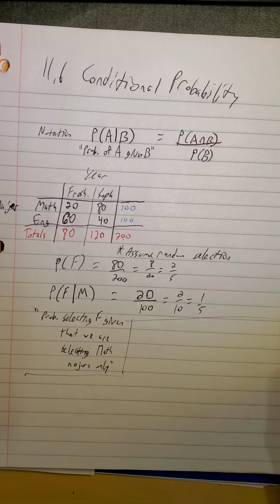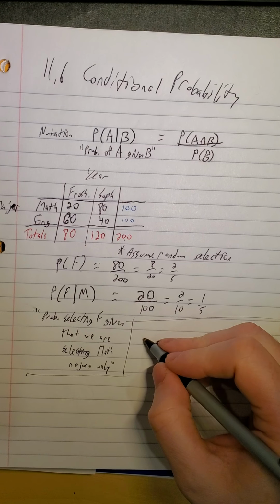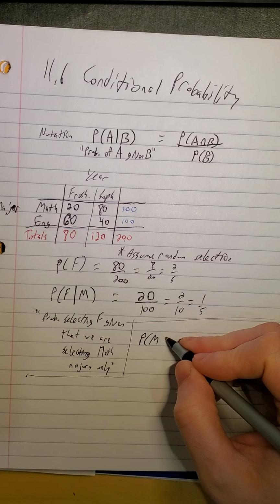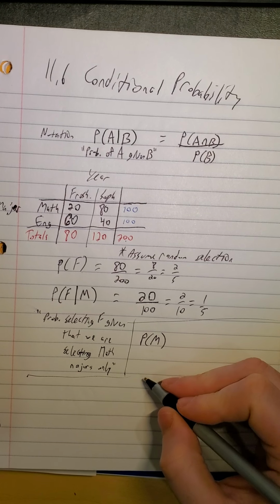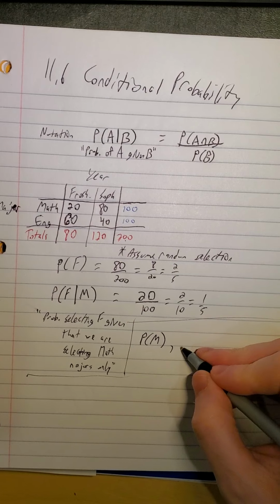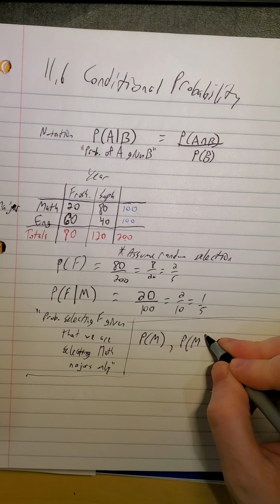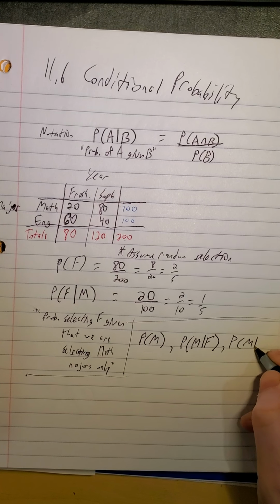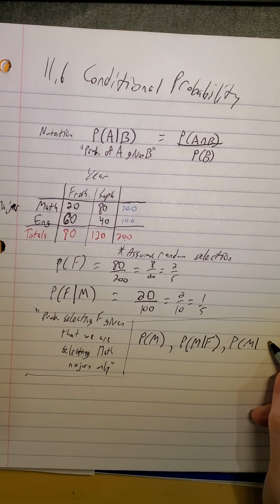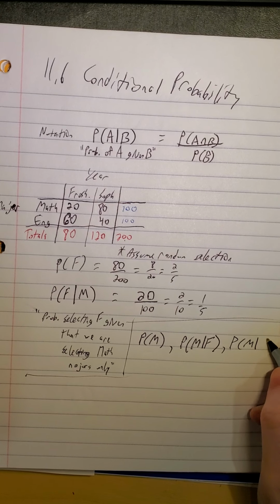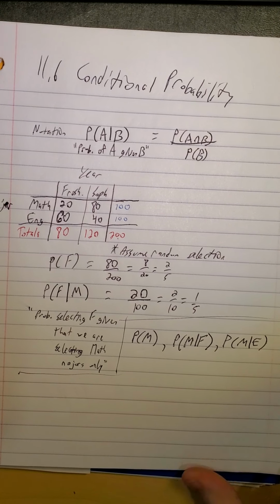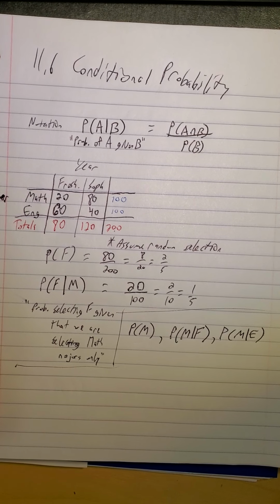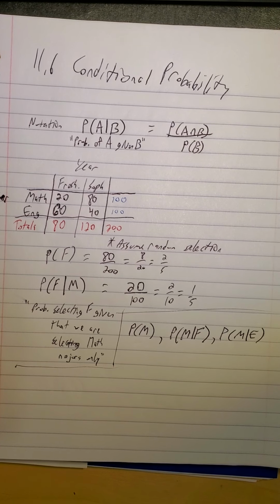So let me have you all try a couple out. We'll use the same table. I'll ask you to find probability of M, probability of M given F, and probability of M given E. So go ahead and pause it, see if you can find those three probabilities based on what we've seen so far.